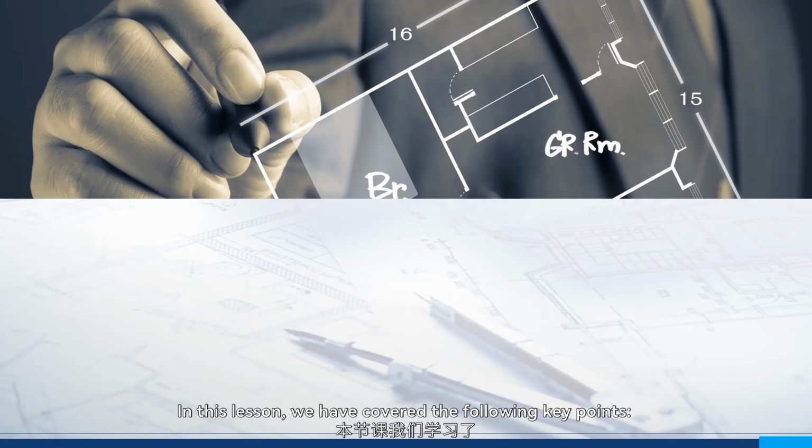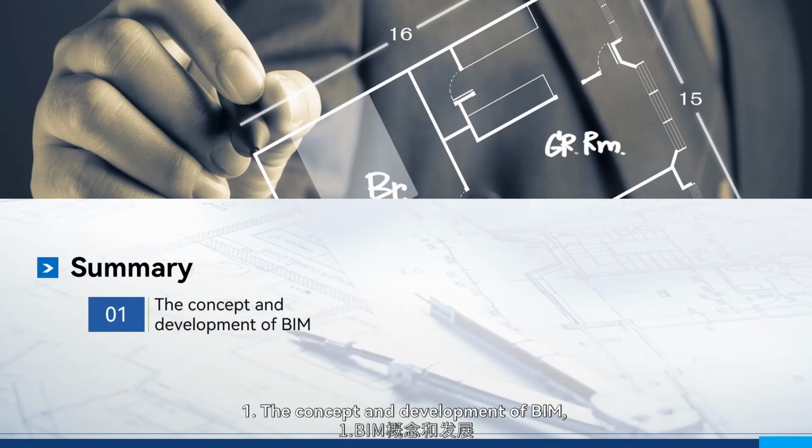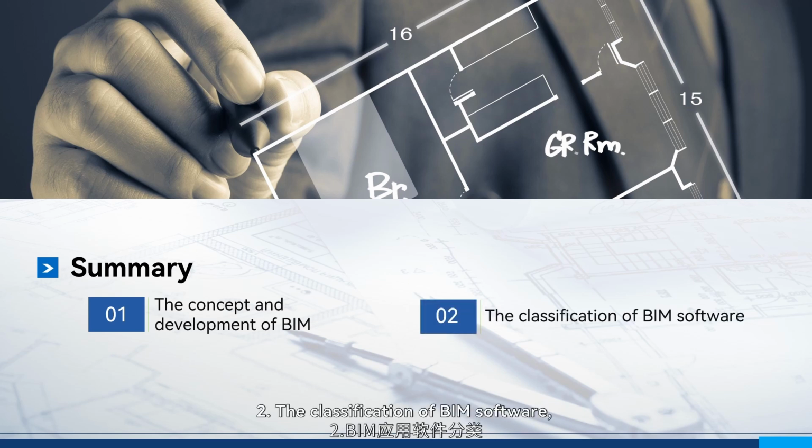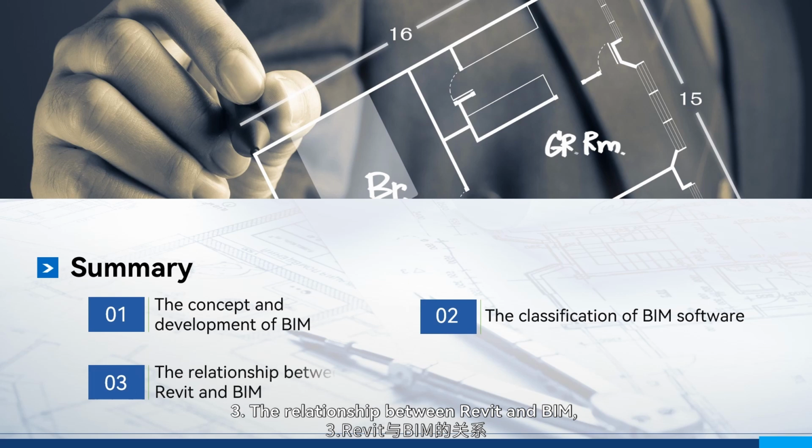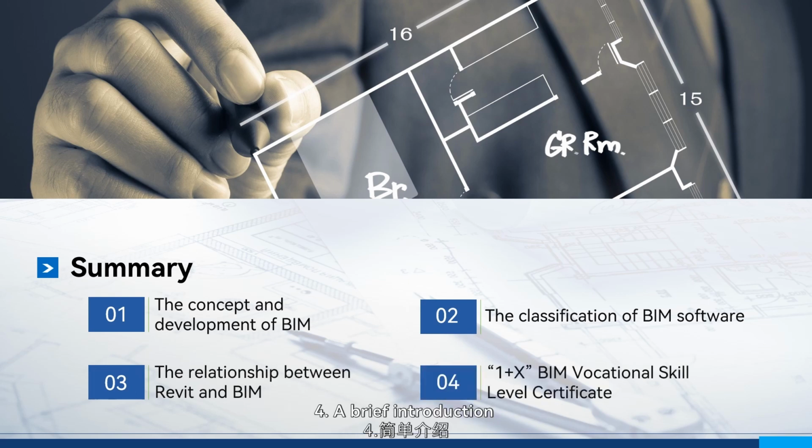In this lesson, we have covered the following key points. 1. The concept and development of BIM. 2. The classification of BIM software. 3. The relationship between Revit and BIM. 4. A brief introduction to the 1+X BIM Vocational Skill Level Certificate.